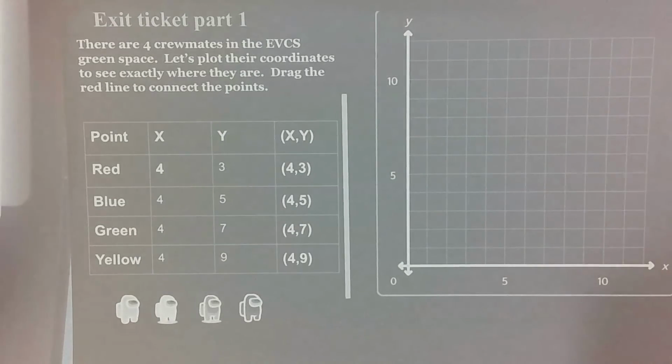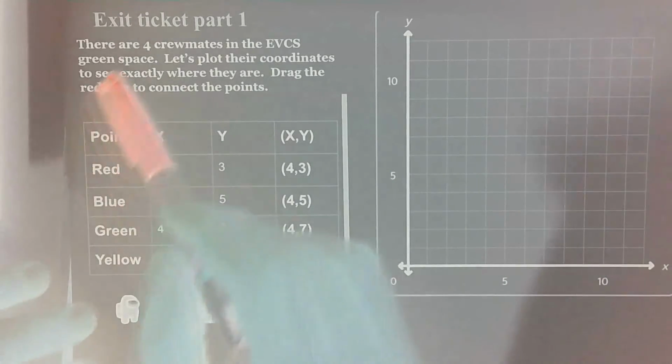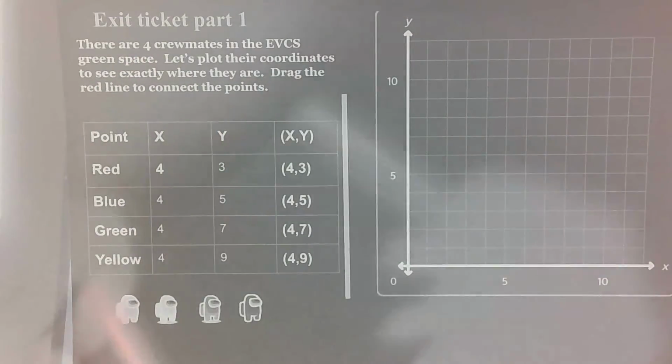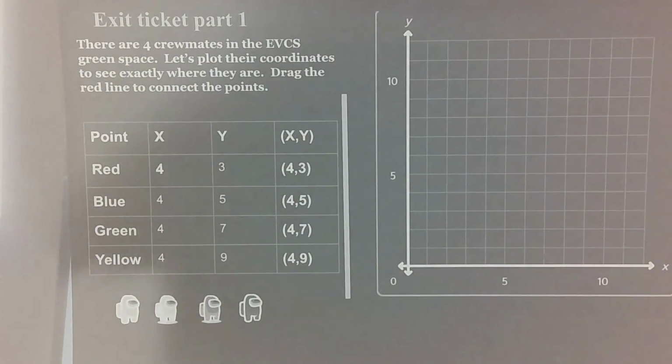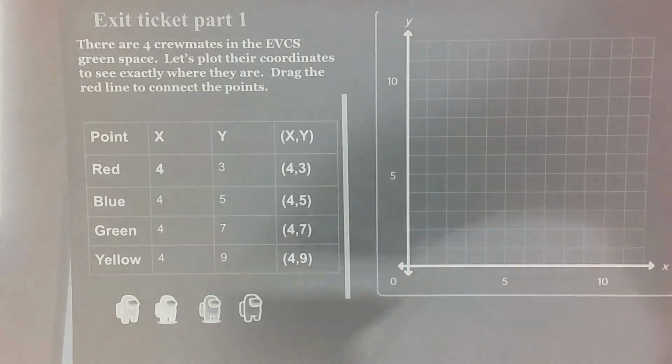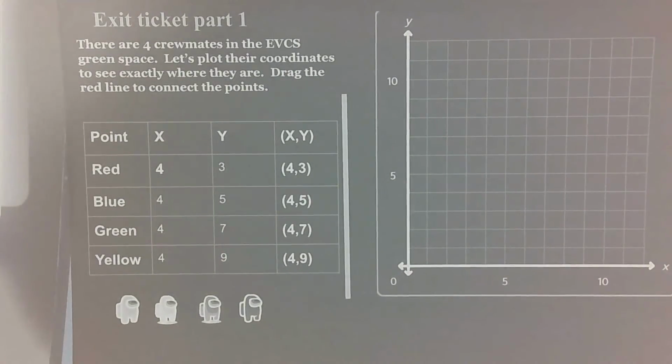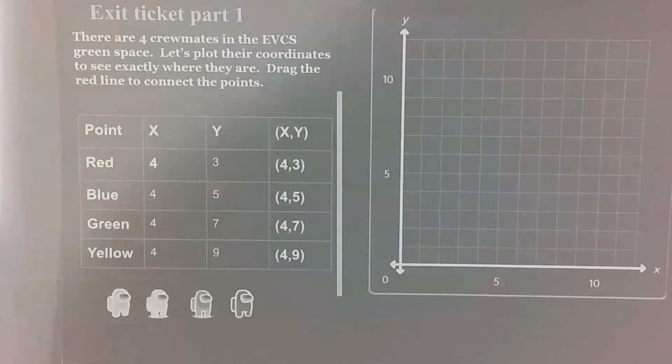Our exit ticket is in 2 parts, but it's going to be very similar to the we do that we just completed together. Part 1, you're going to plot some coordinate points and connect them with a line. And then in part 2, you're going to answer some questions about the line that you've created. There are 4 crewmates in the EVCS green space. Let's plot their coordinates to see exactly where they are. Drag the red line to connect the points. If you're in the classroom, you can draw your own line.